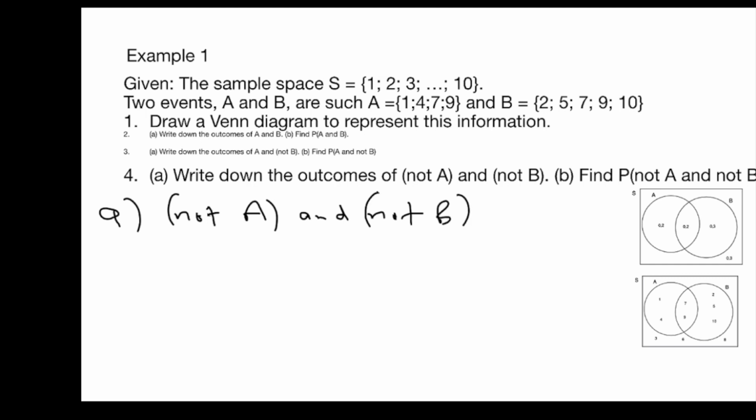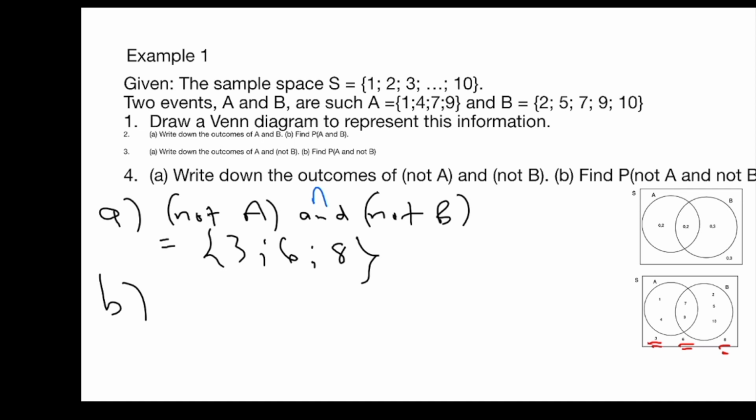So this time, we are looking for outcomes that are not in A and they are not in B. And means intersection. So not in A and not in B. If you check clearly there, you will notice 3, 6, and 8. 3, 6, and 8 are not in A and not in B. Those three there. And that is our required answer for that one.